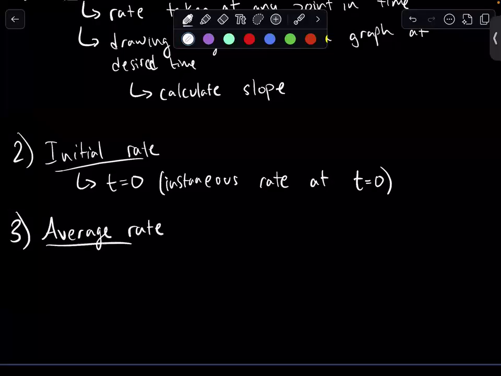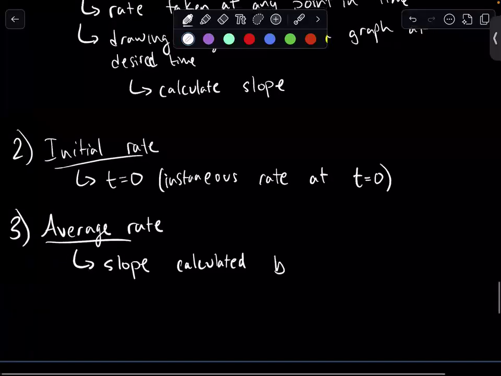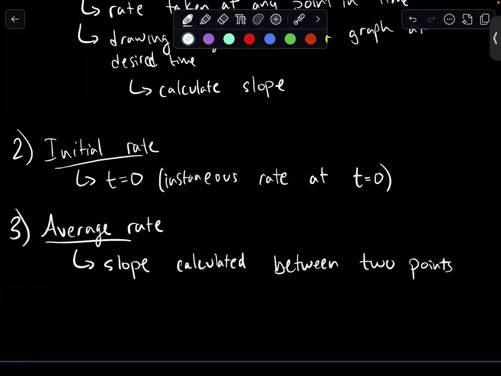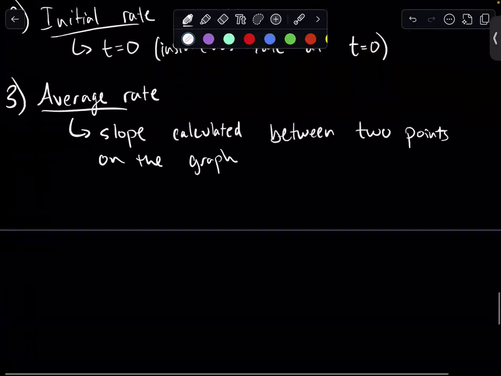The last kind of rate calculation we can do is the average rate. The average rate is very much as it sounds. It is the slope calculated between 2 points on the graph. And it would therefore give you the average rate between those 2 points in time.